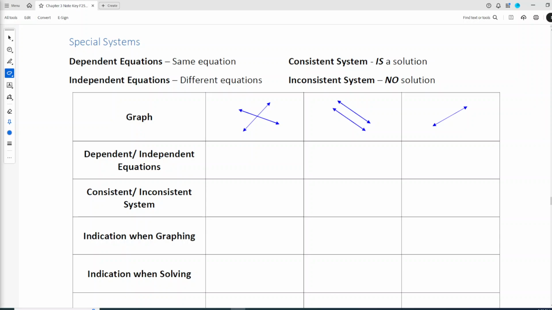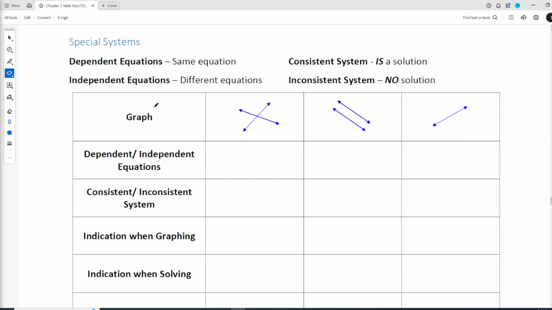In this last video for 3.1, we're just going to look at special systems, right? Every chapter has this like, oh, but what about these special things? In 1.1 and 1.2, they were identities and contradictions. You had an infinite number of solutions and you had no solutions. It's going to be the same thing in 3.3, but unfortunately we have to give them entirely different names.